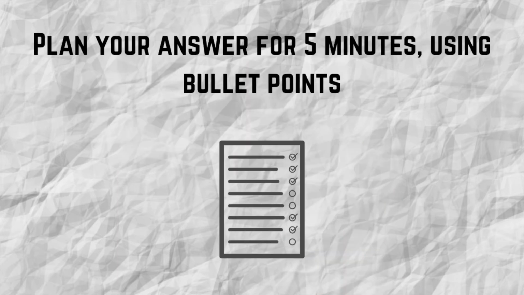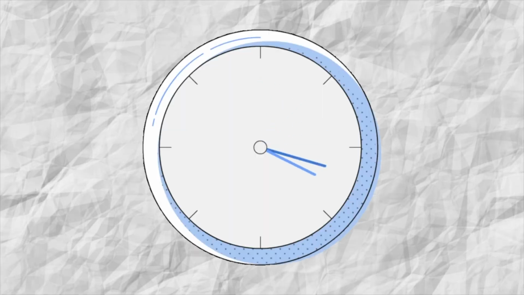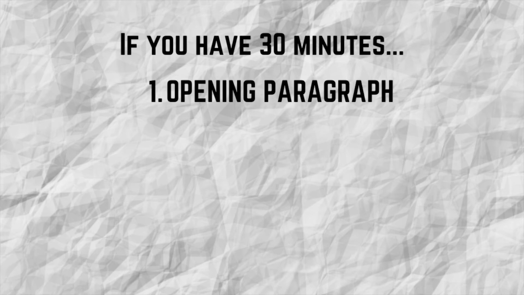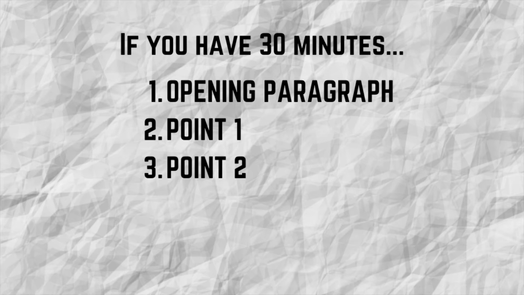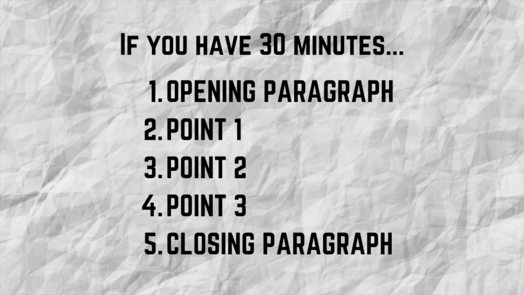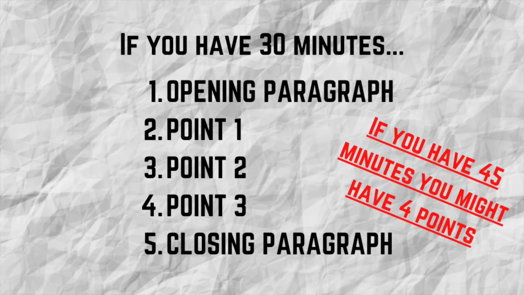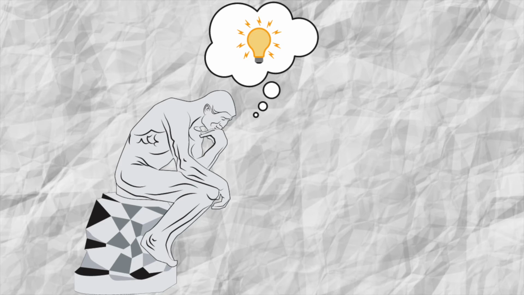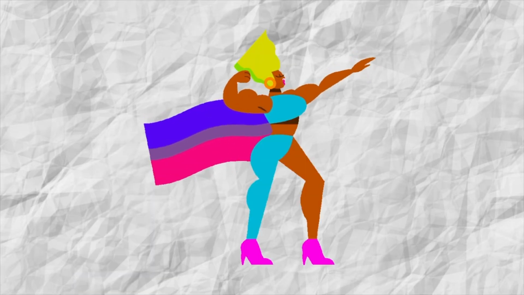Tip 2. Plan your answers for 5 minutes using bullet points. Each exam board gives you different lengths of time to complete the letter. If you have 30 minutes, perhaps your structure might be opening paragraph, point 1, point 2, point 3, closing paragraph. However, if you have 45 minutes, you might have 4 points, and if you have an hour, perhaps 5. The important thing is to pick your strongest points from the brainstorming process, finishing with your strongest points because that will be the last thing the reader remembers.